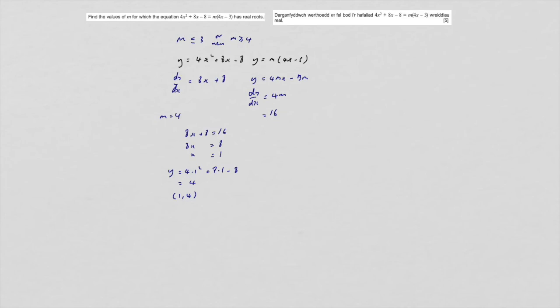And now considering the line, if we have m equal to 4 and x equal to 1, then y would be 4 times 1 take away 3, which is also 4. So that tells us that the line and the curve have a gradient of 16 at the point (1, 4), and therefore the line is a tangent to the curve.